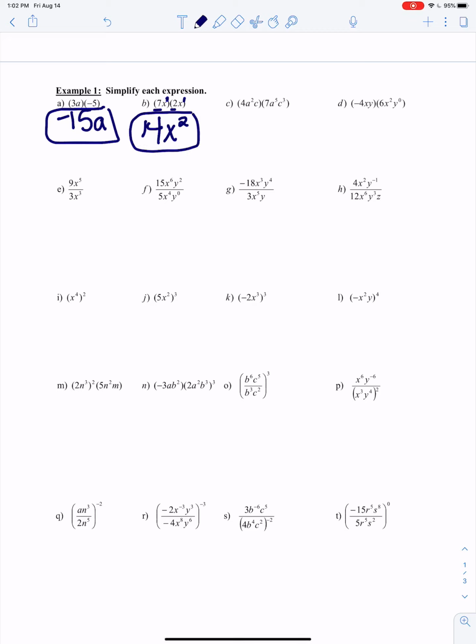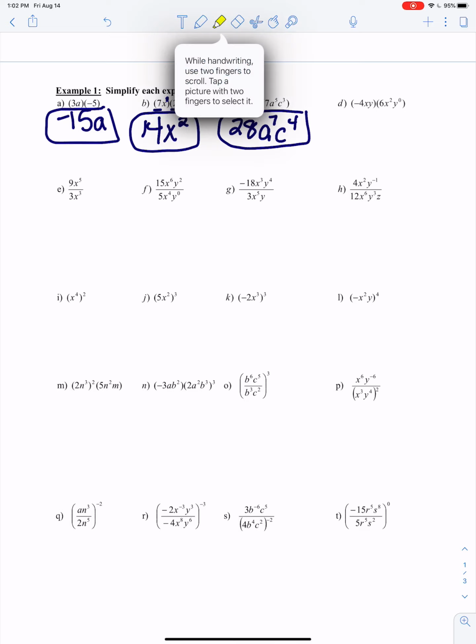For C, you multiply your 4 times 7, gives you 28, and then add all your exponents of the like bases. So you've got an a to the second and an a to the fifth. So add the 2 and the 5, which gives you 7, and then for the C, same thing. Don't forget there's that invisible 1, so you'll get C to the fourth. Okay, so for D, multiply negative 4 and 6 will give you negative 24.